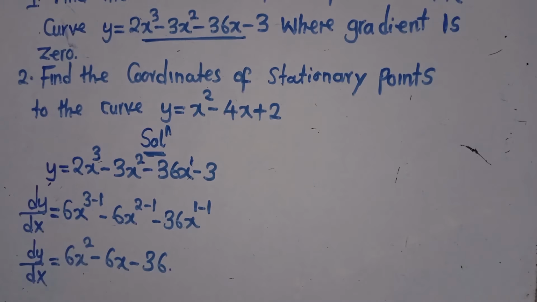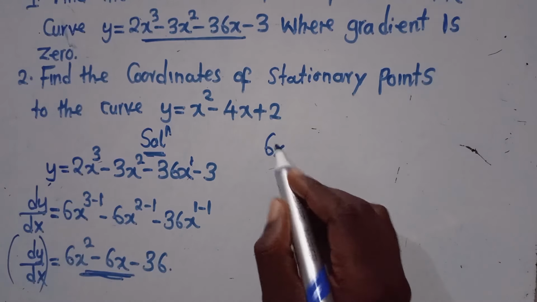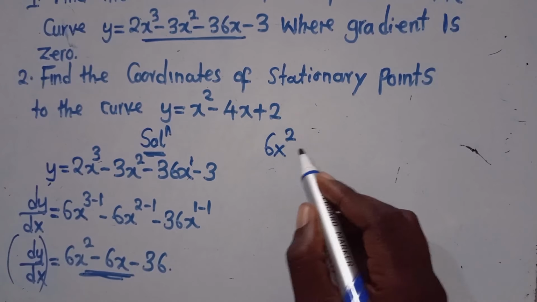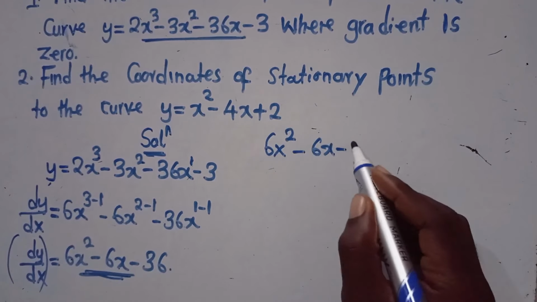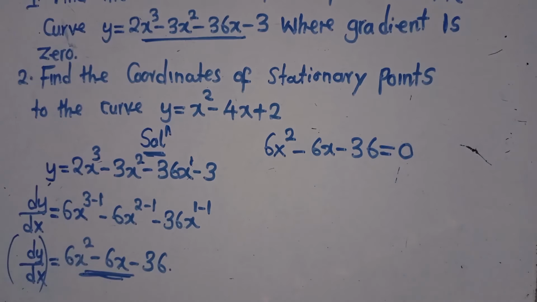These are the procedures that we are doing. After we are done with this, what we need to do is this: it is the same as the gradient, because this thing that we've come up with is called the gradient function. In this particular question, we are told that where gradient is 0, so you equate 6x squared minus 6x minus 36 to the gradient that is given. What is the gradient? The gradient is 0. If it was 2, you are supposed to equate to 2.